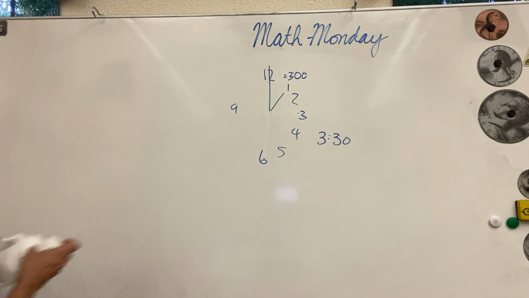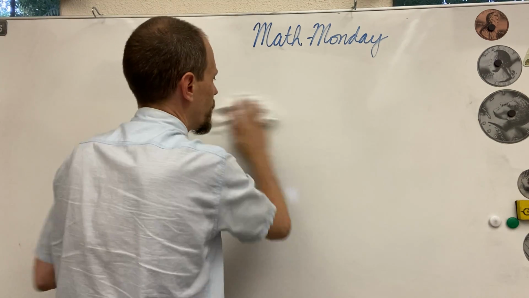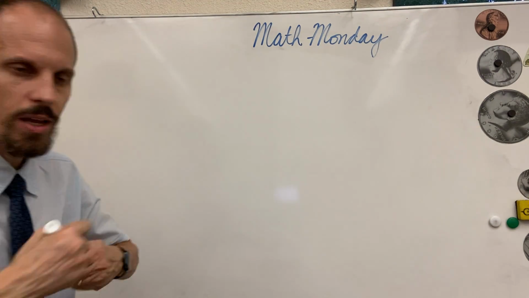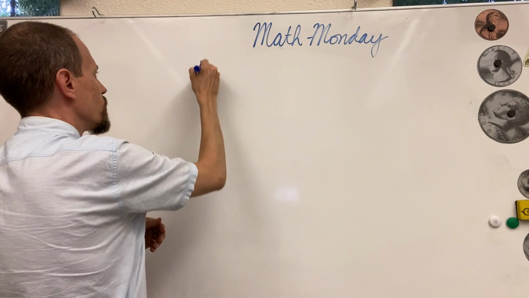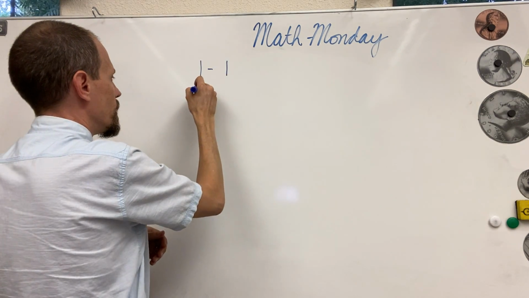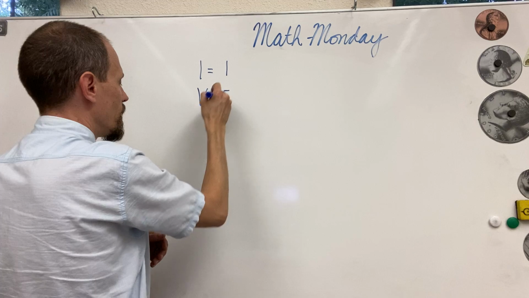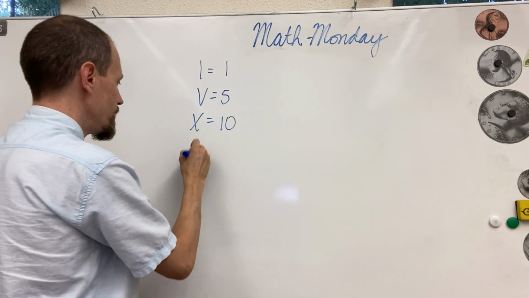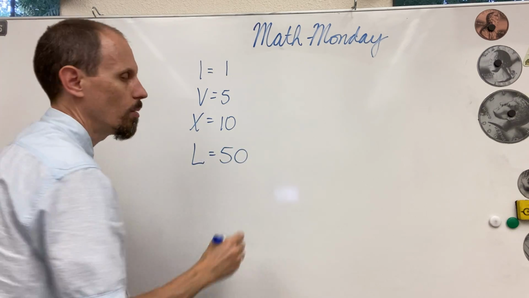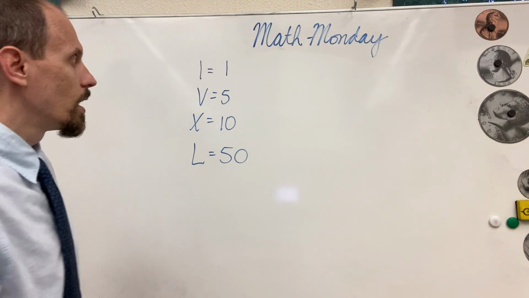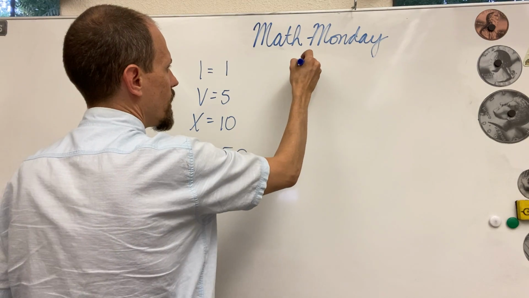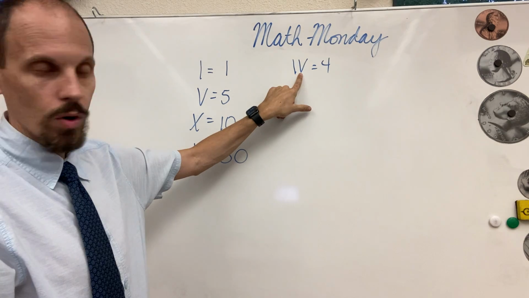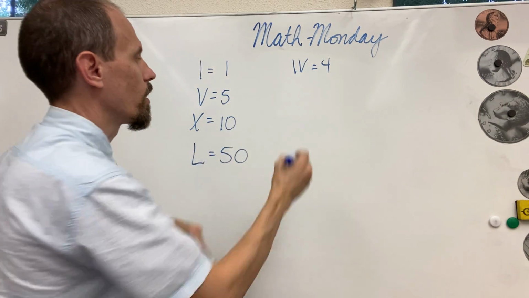Okay, pull out your next page, which is also going to be your Roman numerals. Now remember, last week we discussed this equals 1, this equals 5, this equals 10. Now I'm going to show you another one. This equals 50. So L means 50. We also said that IV equals 4, because you have a smaller one in front of a larger one. So you take 1 away from 5, which equals 4.